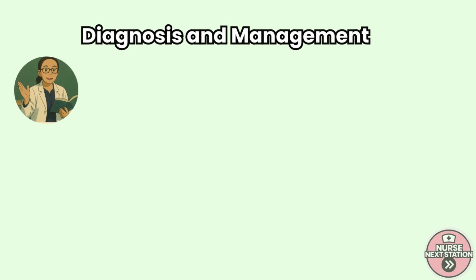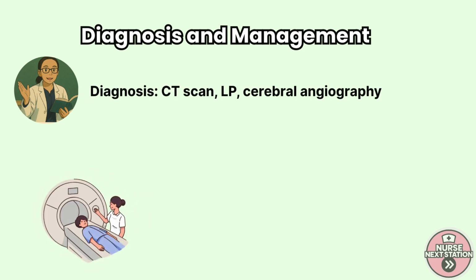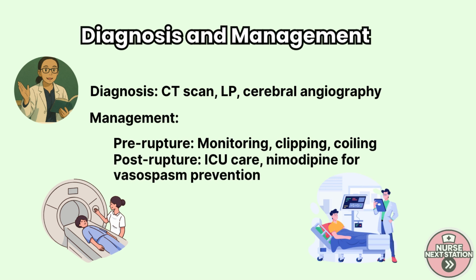For diagnosis and management of patients with intracranial aneurysm, CT scan is the first-line imaging to detect bleeding. If CT is negative but suspicion is high, a lumbar puncture may reveal blood in the CSF. Definitive diagnosis is made through cerebral angiography. Management includes blood pressure control, surgical clipping or coiling, and administration of nimodipine to prevent vasospasm.